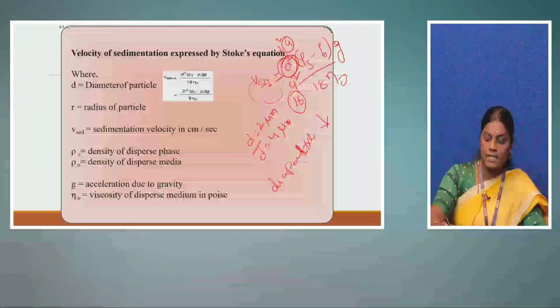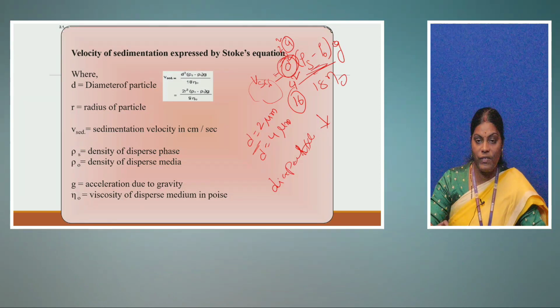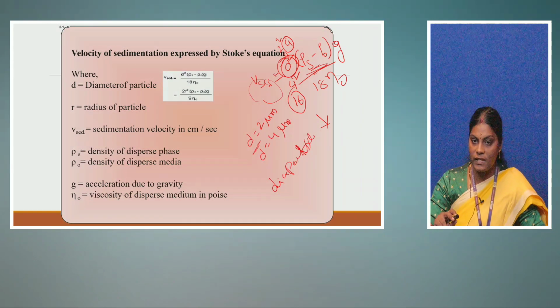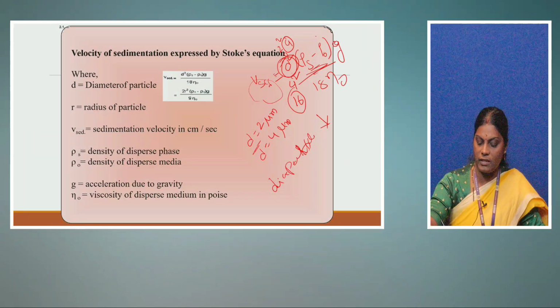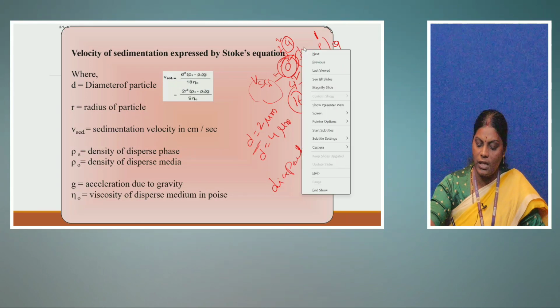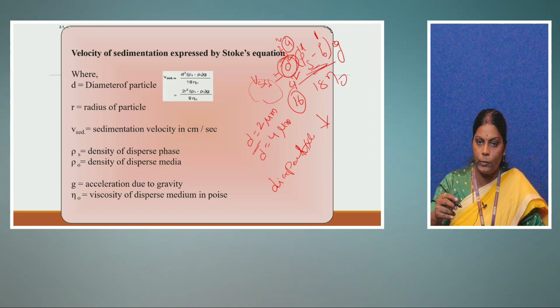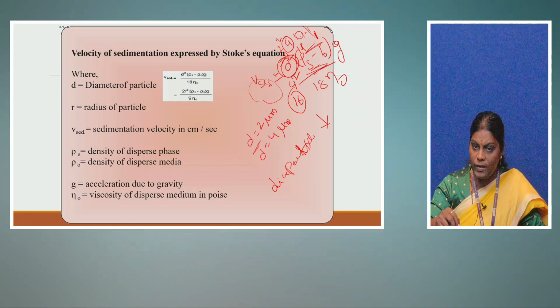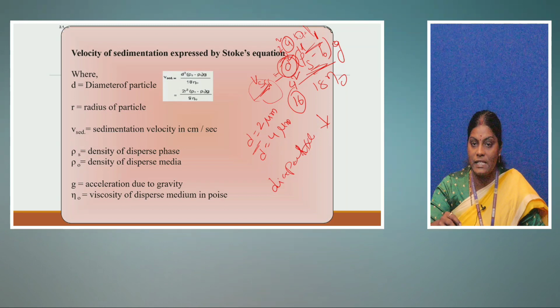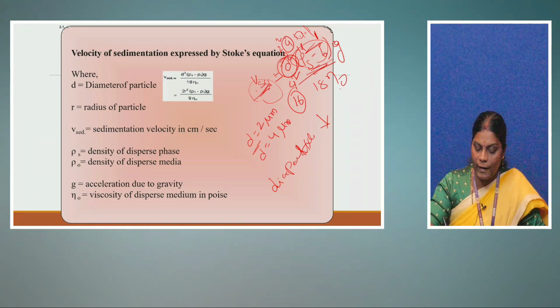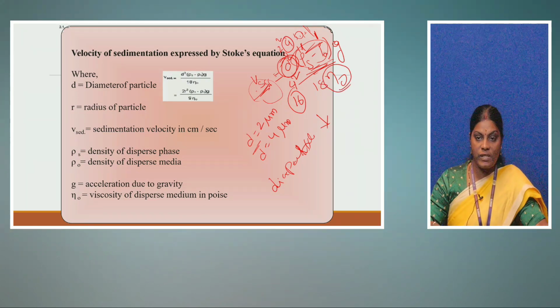Okay, the second parameter is the density difference between the phases. Rho s is the density of the dispersed phase, rho naught is the density of the dispersion medium. Say for example, the dispersion medium is water, the rho value is always 1. If the density of the material you have taken is 1.1 gram per cc, what is the difference between the two? 1.1 minus 1 is 0.1, where the density difference is very low. So the fraction value is not increased that much, and the sedimentation will not be much affected by the density. If the density difference is very high between the dispersed phase and the dispersion medium, this will also influence the sedimentation value. And the third parameter you need to consider is eta naught, the viscosity of the medium.